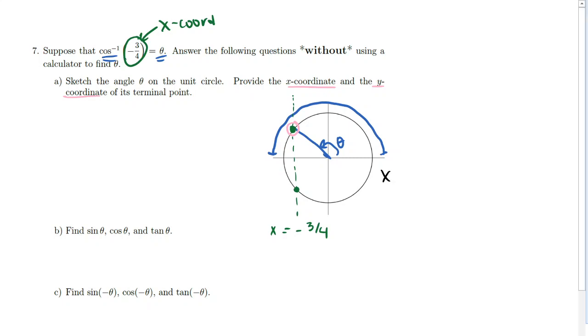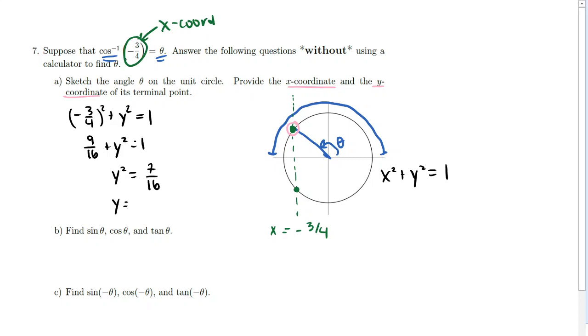Well, this circle is given by the equation x squared plus y squared is equal to 1. All the points on this circle satisfy this equation. So let's plug in negative 3 over 4 for x to figure out y. This gives us 9 over 16 plus y squared is equal to 1. Subtracting 9 over 16 from both sides gives us 7 over 16. And so y is equal to plus or minus the square root of 7 over the square root of 16, and the square root of 16 is just 4.